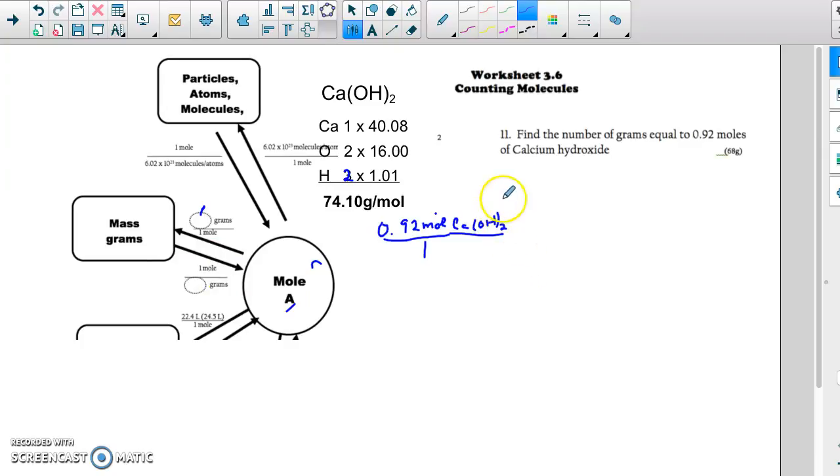So I'm going to take the 74.10 grams per mole and rewrite it as there's that many grams in 1 mole. So now I can see more clearly that I'm going to multiply by 1 mole on the bottom, and the molar mass, 74.10 grams of calcium hydroxide, are in 1 mole of calcium hydroxide.